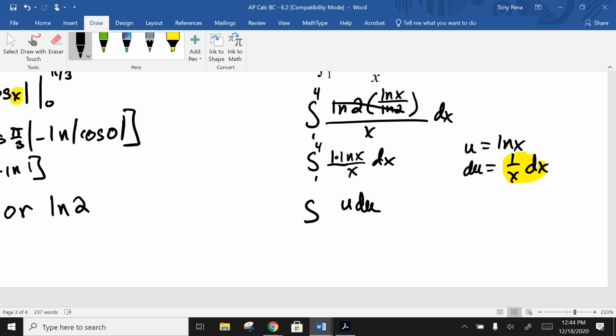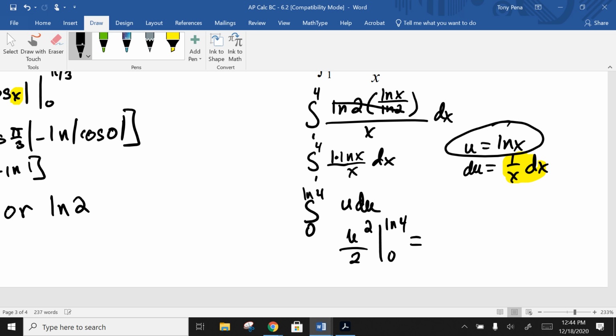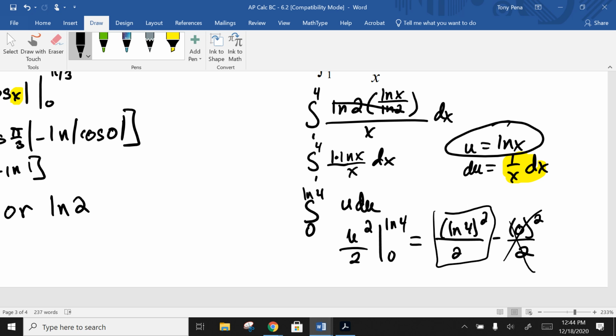We now do need new limits because we did go from x's to u's. So we're back to using this to convert. Take your 1, plug it in, and the natural log of 1 is 0. Take your 4 and plug it in. Nothing good happens here, so you just leave it as the natural log of 4. And then antiderivative, upper limit minus your lower limit. And then this is obviously 0, that'll go away, and this ends up being our answer.